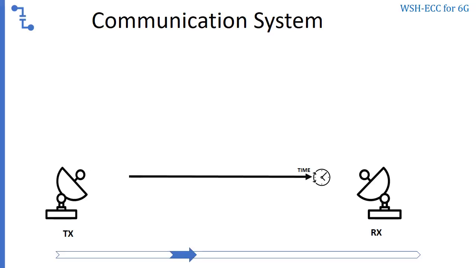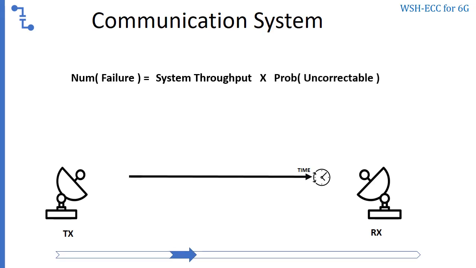At this time I would like to introduce a clearer formula to describe the number of failures per unit time. It is equal to the system throughput times the probability of uncorrectable failures. The typical throughput brought into the application is 10 megabytes per second. If the TXRX vector is roughly 1000 bits, that is about 80,000 TXRX vectors sent and received per second.